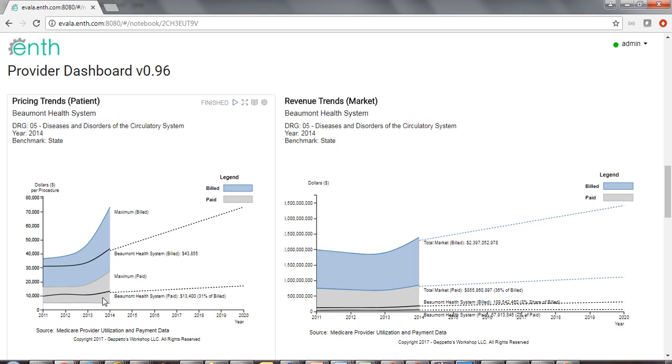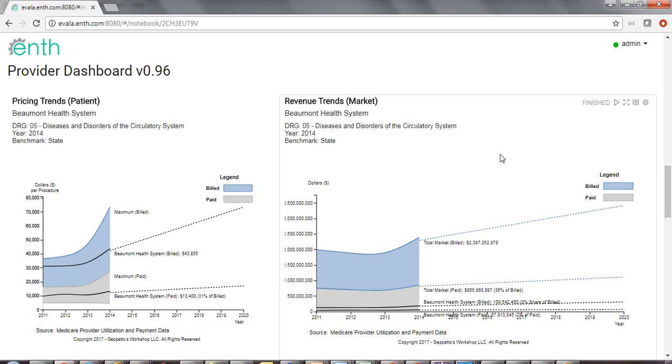Beaumont's actual paid price is down here, and we can see that their paid price is relatively flat. They got a small boost in 2014, but really not much. And as I mentioned before, the dashed lines are projections that Enth has provided. So Enth is projecting that Beaumont's pricing is going to go upwards of $70,000 per procedure by 2020, but their paid rate is going to be more at the $15,000 range in 2020.